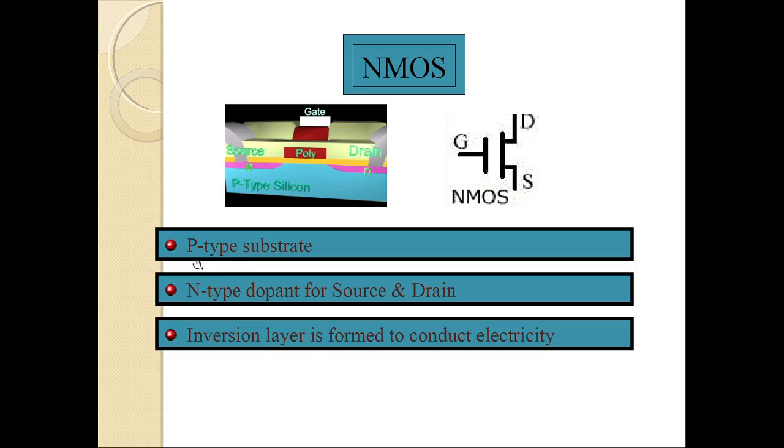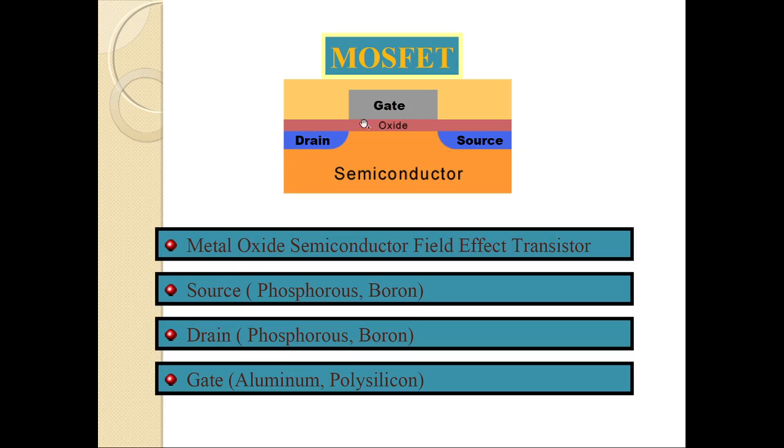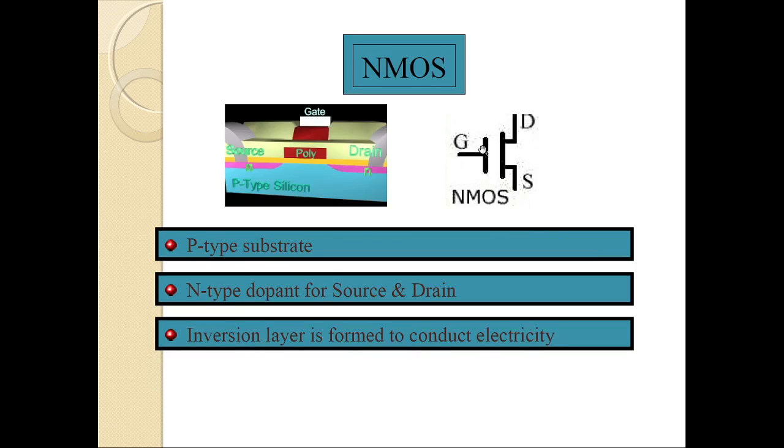So what are we doing? We are using the P type substrate in the NMOS, and the source and the drain are of N type. An inversion layer is formed to conduct the electricity. You can observe the inversion layer we are forming by applying a voltage. Suppose this is my positive potential, so electrons will get attracted to this region and form one layer. So this is N type and this is again N type.